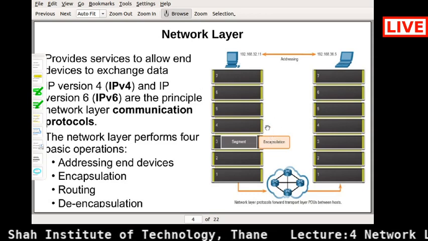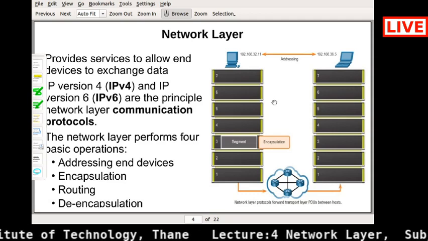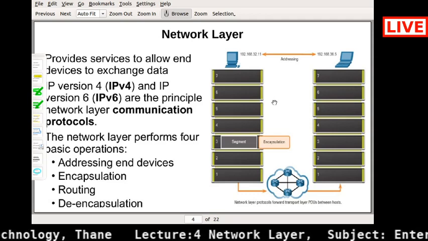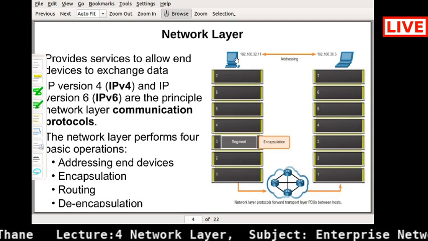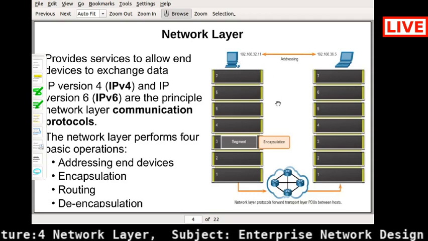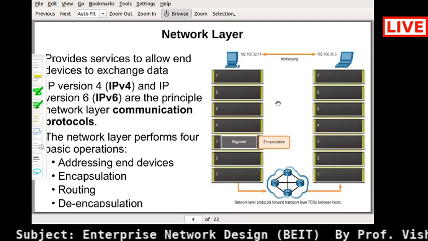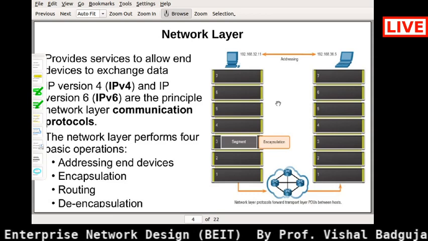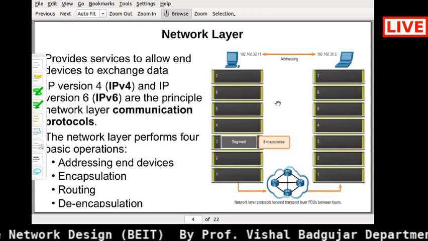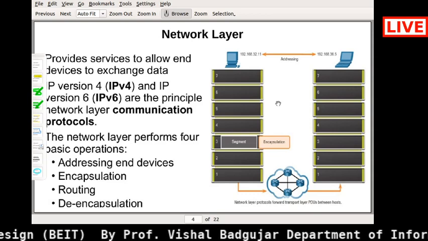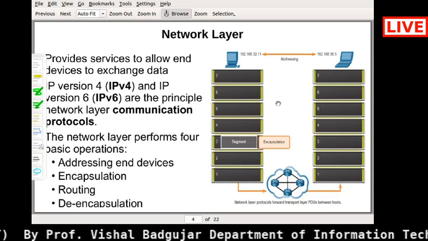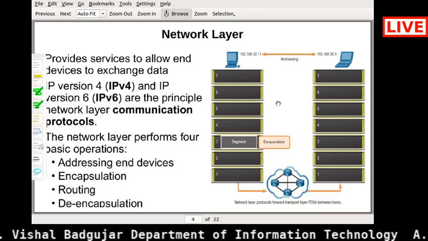It gives you 4 operations. Basically, the first one is addressing the end devices. Whatever the end devices are, for example computer, laptop, IP phone if you are using, you need to give them a logical address, which we can call an IP address.